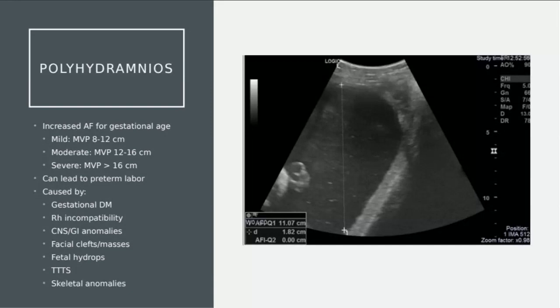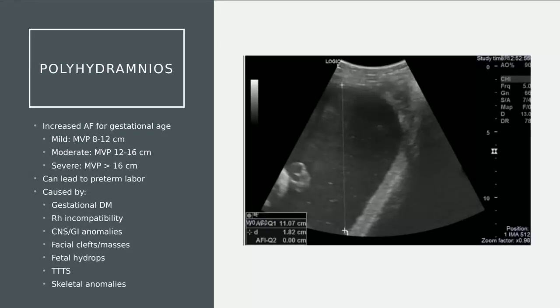So basically we can categorize it in terms of mild, moderate, and severe. If your MVP is 8 to 12, that's going to be mild poly, moderate 12 to 16, and severe anything greater than 16. Now imagine how large that belly would be, how big that uterus would be with all of that excessive fluid in there. It can lead to preterm labor because it's going to trick the placenta and trick the baby into thinking that they're so developed and they've been hanging out for so long because there's so much fluid that they're ready to go.